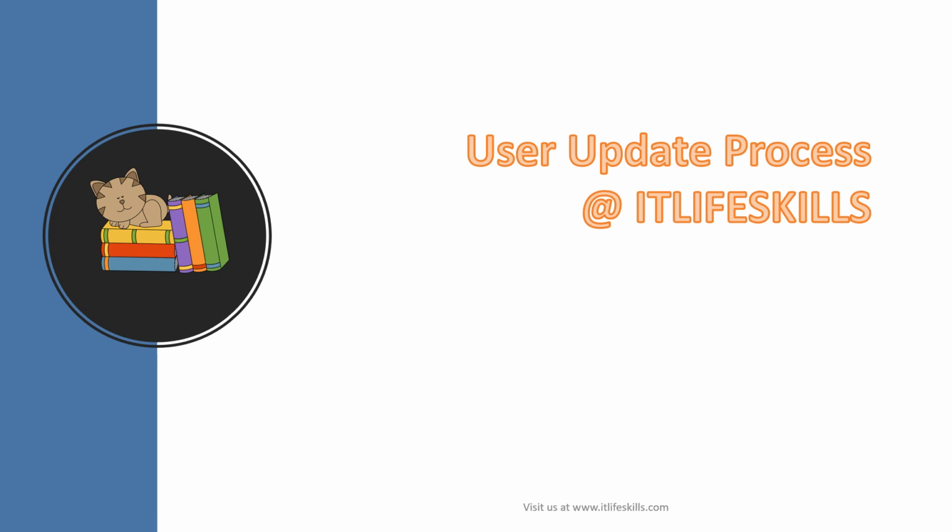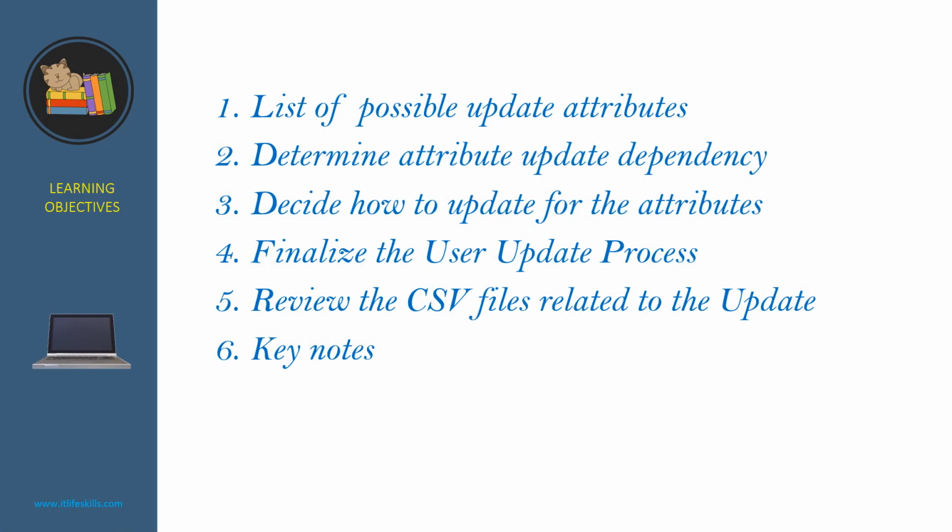In this lesson, we will learn about the user update process at ITLifeSkills. First, we will go through the list of attributes that might be updated. Then we will determine the attribute update dependency, which means if we update a parent attribute, we must update all the dependent attributes.